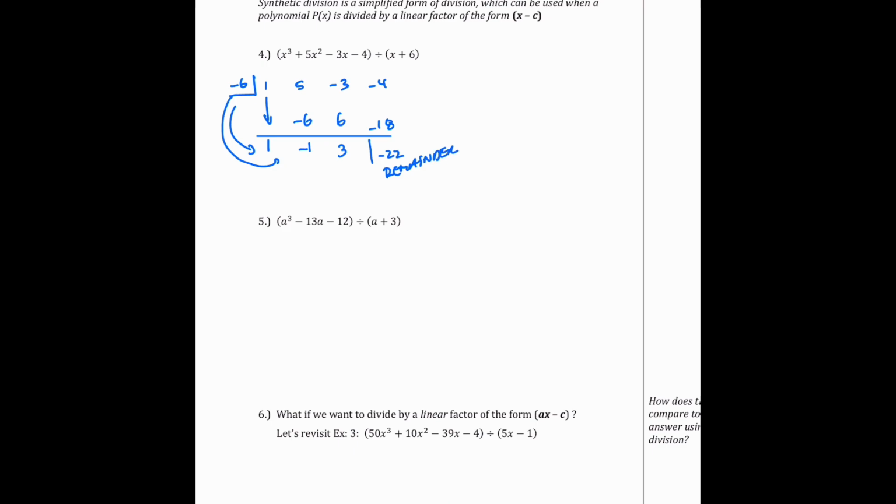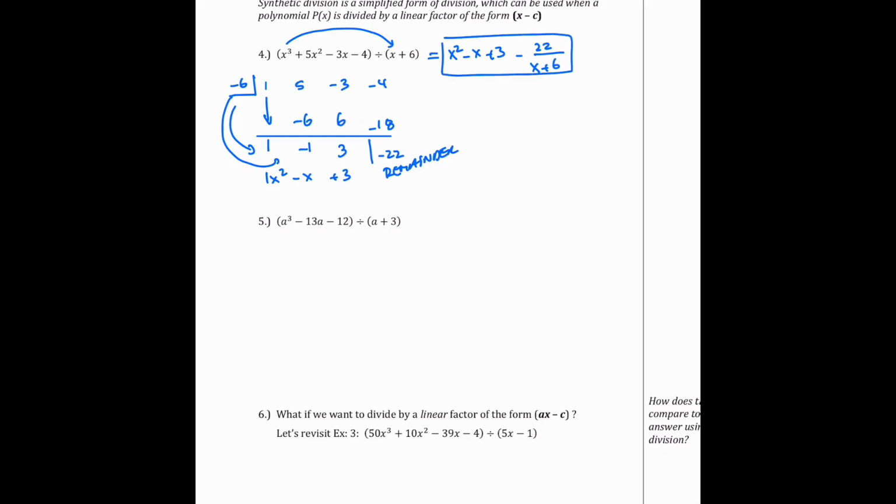So when you're dividing, remember, you're dividing x cubed, so the highest power in the answer is x squared. So these 1, negative 1, and 3, what do they represent? They're literally 1x squared minus x and then plus 3. And then with the remainder, the answer to this is x squared minus x plus 3, and then plus negative 22 divided by what you're dividing by, which is x plus 6.